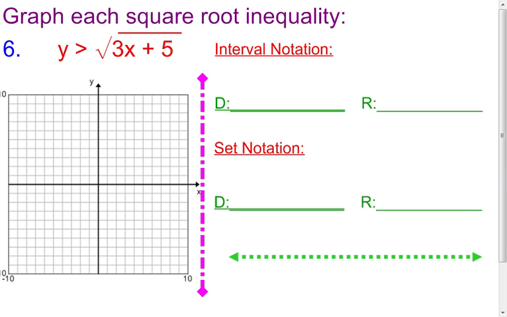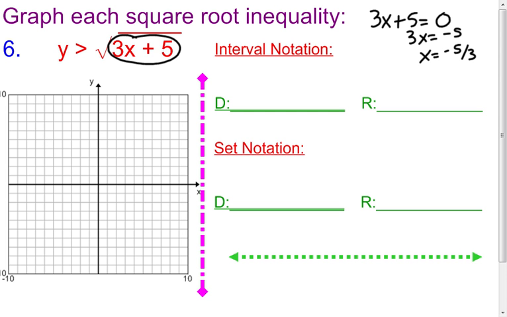And again, to do that, you're going to take what's underneath the square root and set it equal to 0, and that's because the smallest number that you can take the square root of is 0. You can't take the square root of negative numbers. So of course 3x equals negative 5, and x would be negative 5/3. Okay? So that's your starting point. Your starting point is negative 5/3, which of course you're going to have to estimate a little bit. That's negative 1 2/3. So negative 1 2/3 will be right about there. I'm sort of estimating this, but that's how that will go.